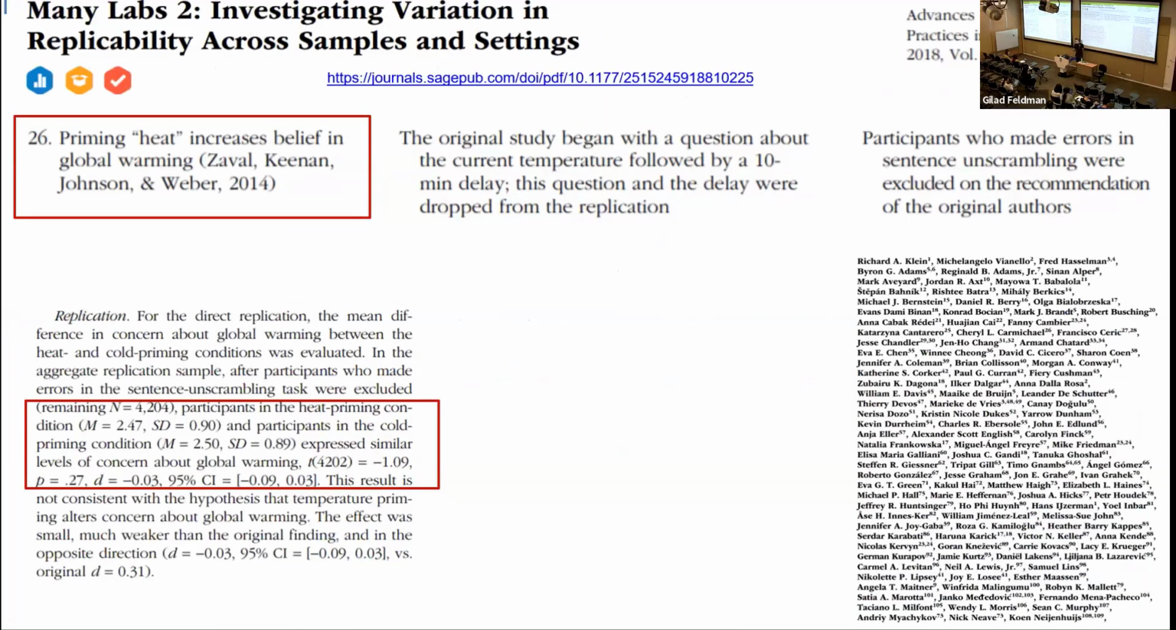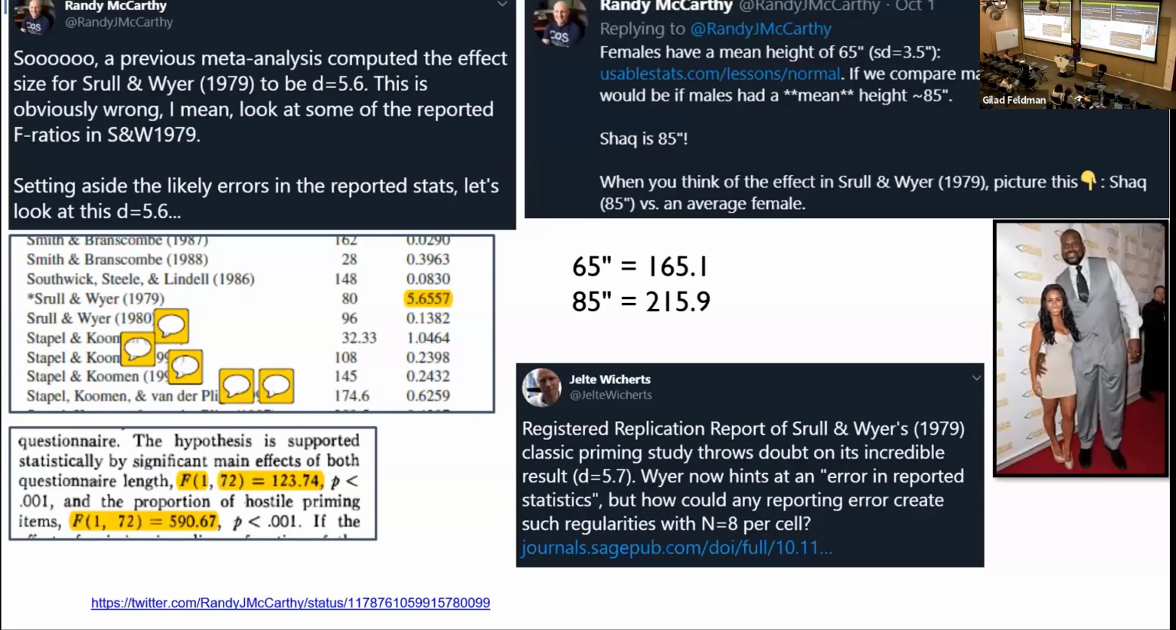In addition, Randy was also involved in some other things, and there's more evidence that priming just doesn't seem to work. For example, this priming literature: priming heat increases belief in global warming. So on hot days, people believe global warming is more of a real phenomenon than on cold days. But when they tried to replicate the whole thing, they found a Cohen's d of minus 0.03. Once again, you can see the number of people involved, taking out of their time and their resources and their funding in order to revisit this work. But really, a lot of investment.